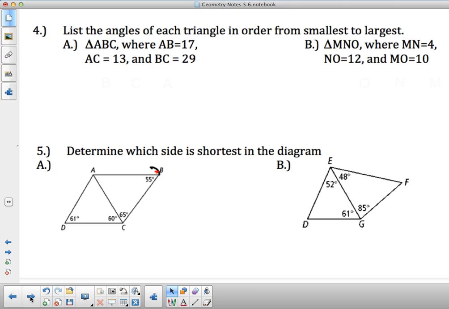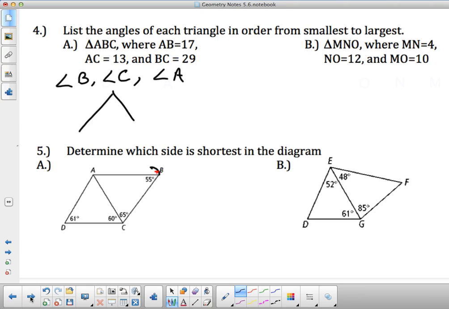So remember, list the angles of each triangle in order from smallest to largest. That means if I go to the smallest side, the smallest angle is the angle opposite that side, and in this case, it's the letter that's not making the smallest side. Smallest side is 13, AC. The letter that doesn't make it: angle B. Angle B should be the smallest angle. That's opposite the smallest side. I look at the next side, AB. C's not in there, so it should be angle C. I look at the next one. The largest side is BC, 29. Angle A must be the largest angle.